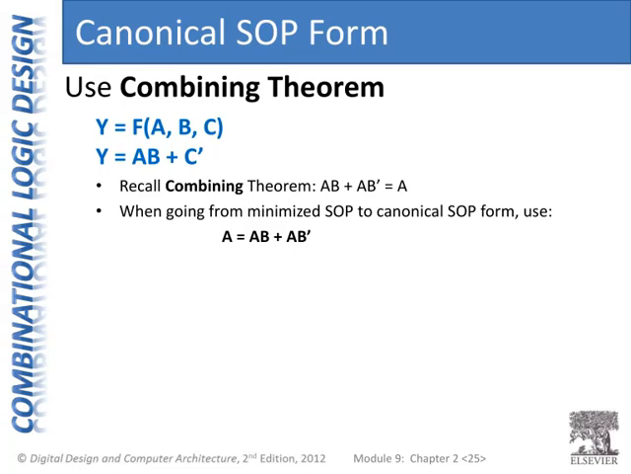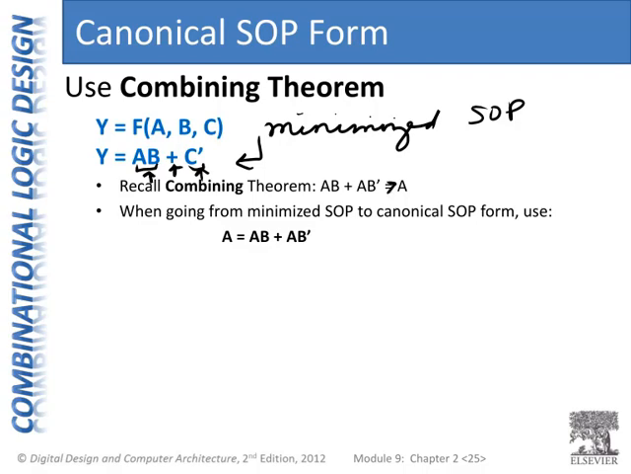Here we have some expression in minimized SOP form, minimized sum of products form. So we have a sum of products. But it's minimized because we can already tell that each of the product terms is not a minterm. That is, for example, in this term, the true or complement form of C is missing. In this term, the true or complement form of both A and B are missing. So again, we can use the combining theorem.